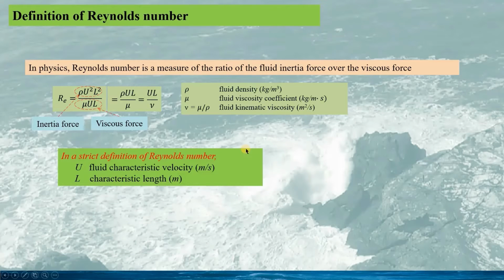In a strict definition of the Reynolds number, U and L are called the characteristic velocity and length. What are they? In the following examples, we will see the different characteristic lengths and velocities in different applications.